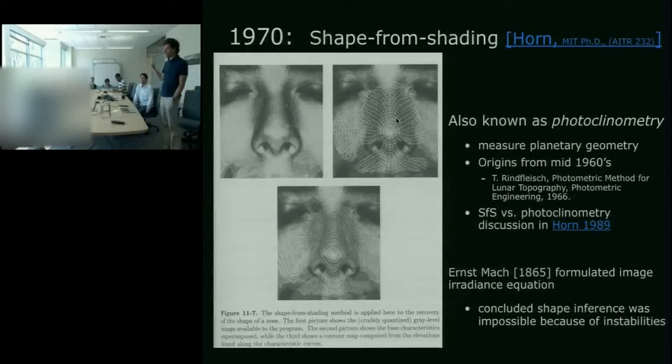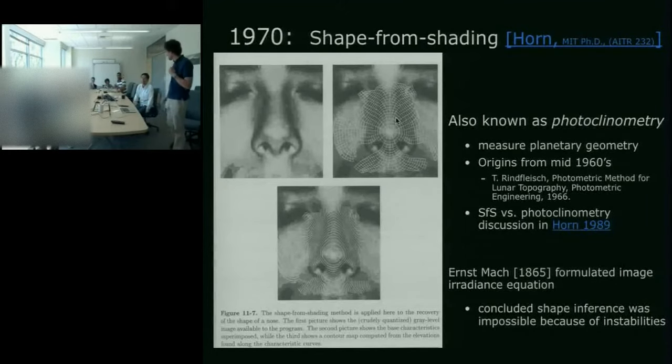Now, for each of these landmarks I'm talking about, you can trace some of the origins back many years before. Ernst Mach actually formulated some of the basic equations behind this image irradiance equation almost 100 years before. But he actually concluded that inverting this equation, recovering the shape, was impossible. So it's kind of cool, at least, that Horn was able to prove him wrong, although I guess it took 100 years to do it.